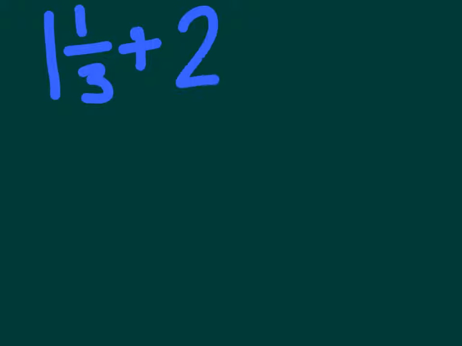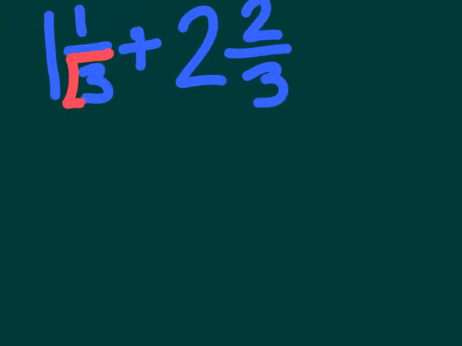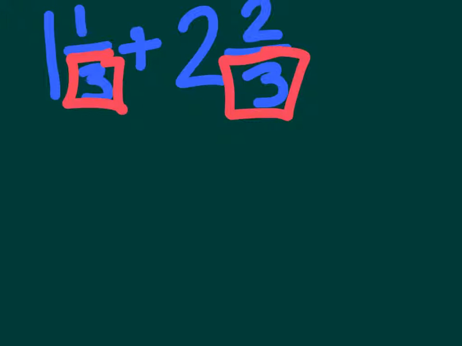All right, so now that we know how to add fractions, we're going to talk about how to add mixed numbers. So we'll start with something simple, like 1 1/3 plus 2 2/3. So just like with adding fractions, the first thing we have to look for are our denominators. And we can easily see that we already have a common denominator of 3.